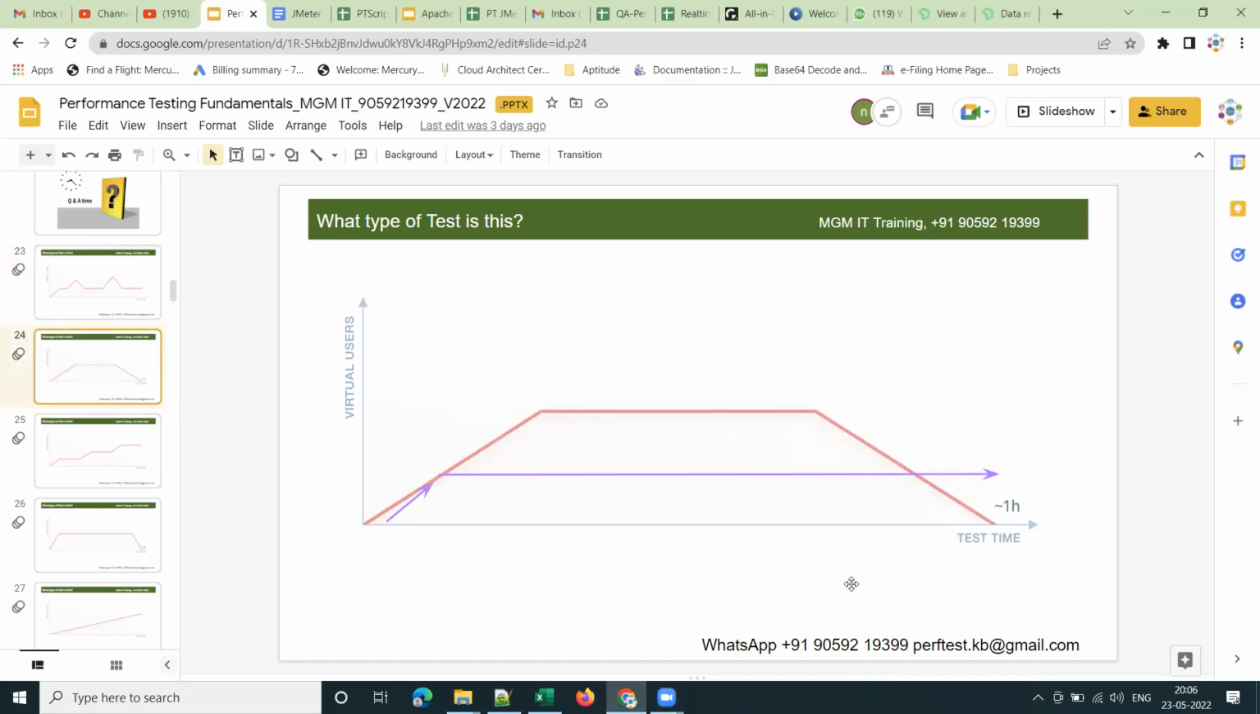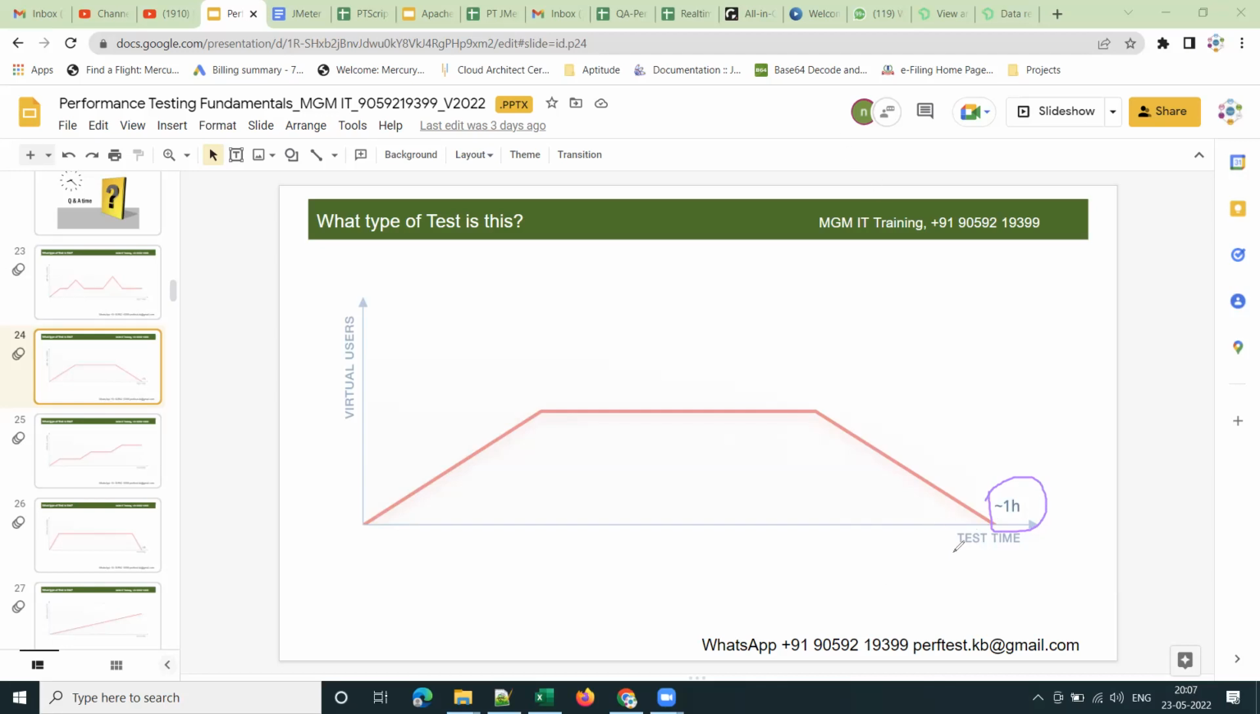And what type of test is this one? Let me clear this drawing. What does this graph represent? Load testing. Right, so we can call that a load test. Observe here, I have mentioned 1 hour, so 1 minute means 1 hour. We already discussed that load testing is something we do with normal user load for 1 to 2 hours. That's what we discussed, right?